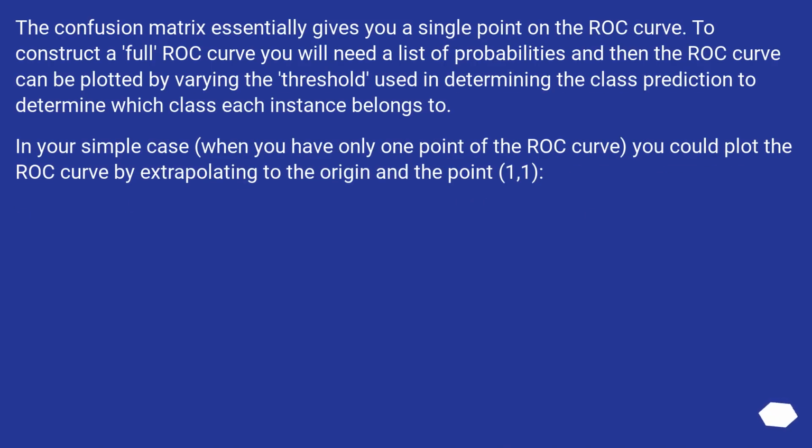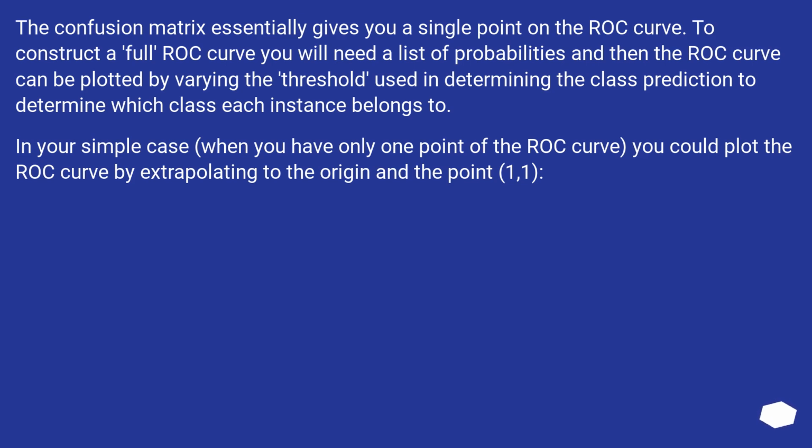The confusion matrix essentially gives you a single point on the ROC curve. To construct a full ROC curve you will need a list of probabilities, and then the ROC curve can be plotted by varying the threshold used in determining the class prediction to determine which class each instance belongs to.